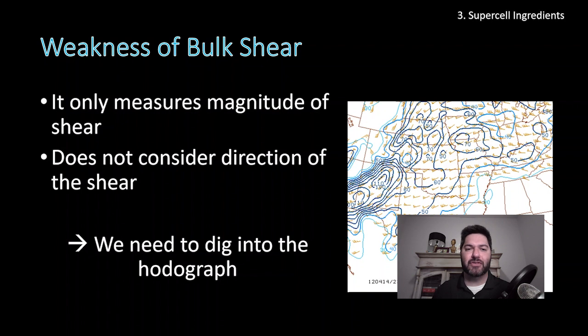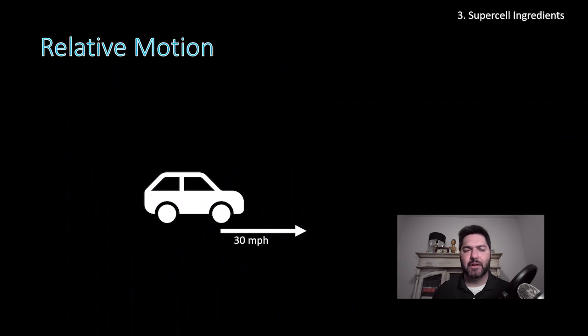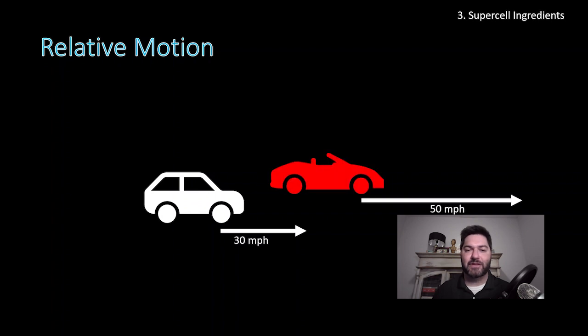The weakness of bulk shear, again, is that it only measures the magnitude of the shear. It does not consider the direction of the shear, which can be important. And for this, we actually do need to dig into the hodograph. Now, to start out the hodograph, we want to consider relative motion. So in this case, I have the example of a car that's moving to the right with a vector of 30 miles per hour. And let's say that there's a car that's passing that car going 50 miles per hour. Maybe it's a Corvette or something.